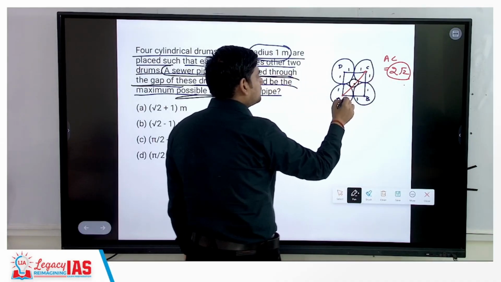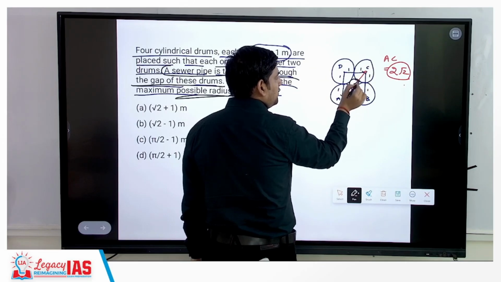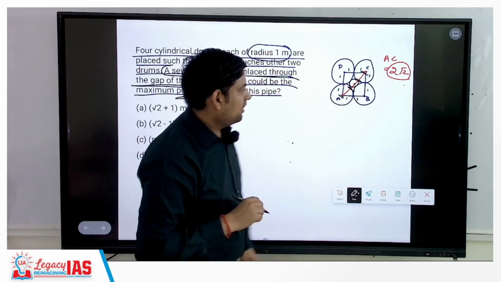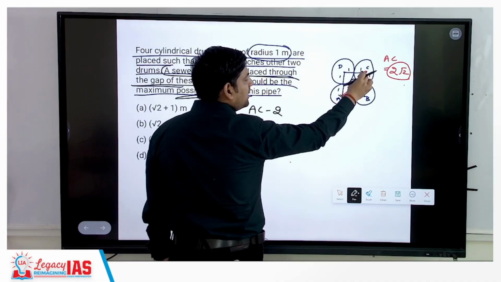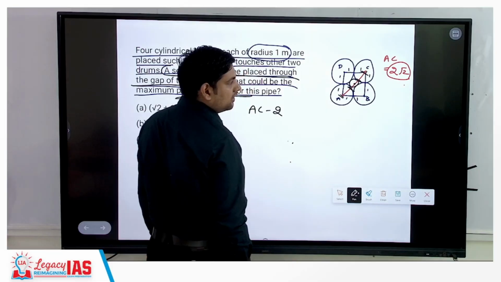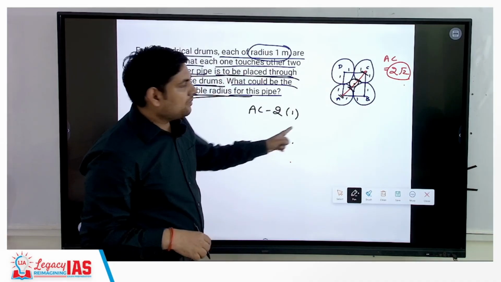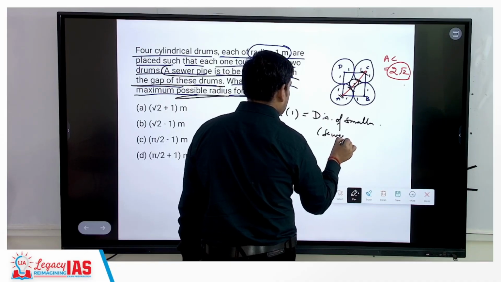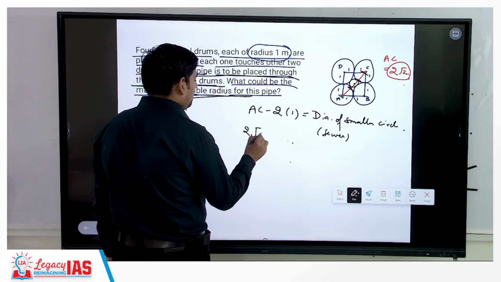Now see carefully. This whole length is AC. Now if I subtract this part and this part from it, I'll get the diameter of the smaller circle. So AC minus 2 times the radius. These are also 1, because they are again the radius of the same circle. So I subtract 2 times 1, and AC minus 2 times 1 gives me the diameter of the silver pipe. So the diameter is 2 root 2 minus 2.